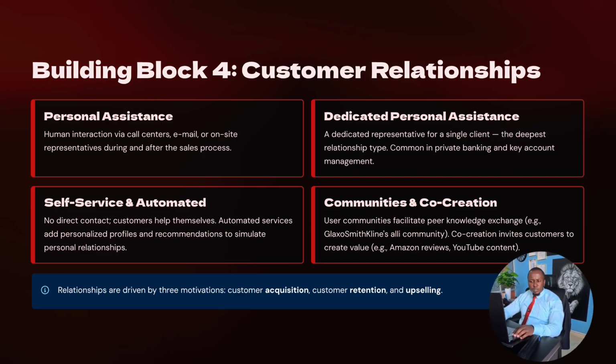Now, relationships are mainly driven by three motivations. The first one is customer acquisition. Now, for customer acquisition, this is whereby you try and acquire or get new customers on board. Next is customer retention, where you try and maintain the customers which you had already acquired through this relationship. You make sure they continue working with you over a long period of time.